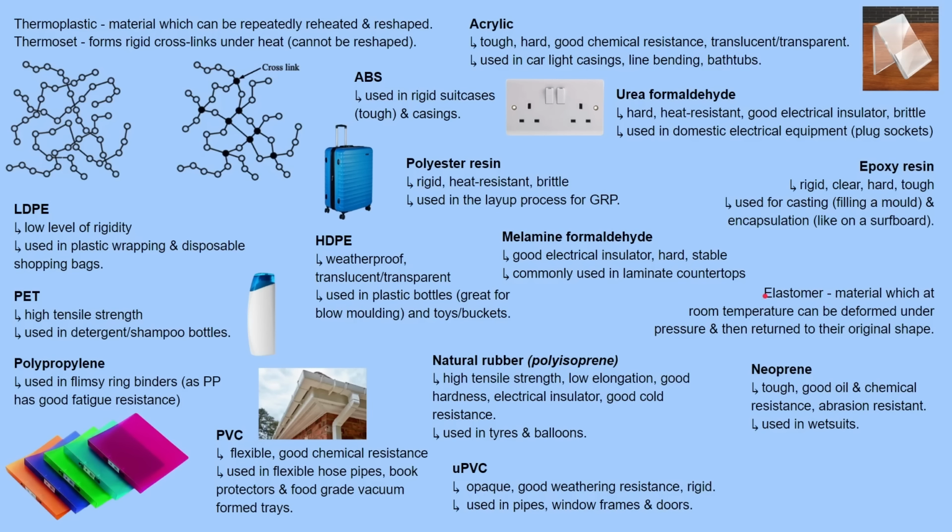So an elastomer is a material which at room temperature can be deformed under pressure and then returns to its original shape. So basically, it's elastic. So natural rubber has high tensile strength, low elongation, so it doesn't stretch that much. Has good hardness, it's an electrical insulator, has good cold resistance, and this is the rubber used in tires and balloons. And then we have neoprene, which is similar. It's tough, has good oil and chemical resistance, it's abrasion resistant, and it's used in wetsuits. So those are all the materials in this video.